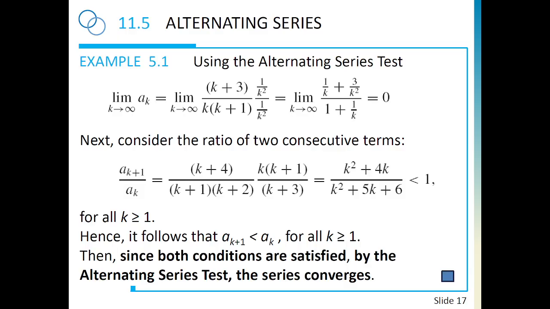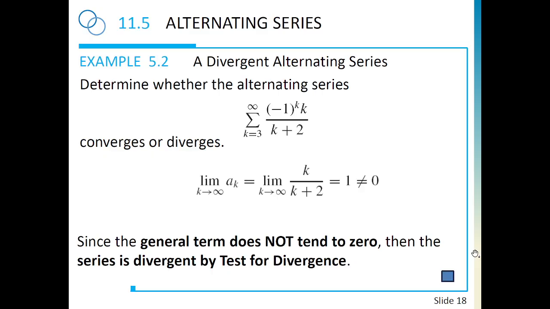So now we have an alternating series and both conditions are satisfied, therefore by alternating series test, this alternating series is convergent. So you see, it's not so complicated to verify.